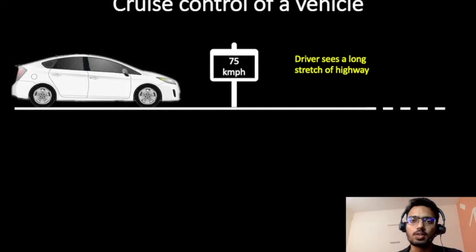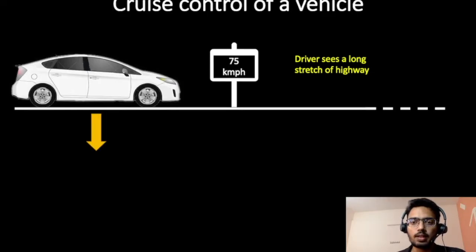So in our case we have assumed that let's say the driver wants to maintain the vehicle at a speed of 75 km per hour. So the cruise control system gives the driver the freedom to lift his foot from the accelerator pedal, and still the vehicle would continue at that desired constant speed.